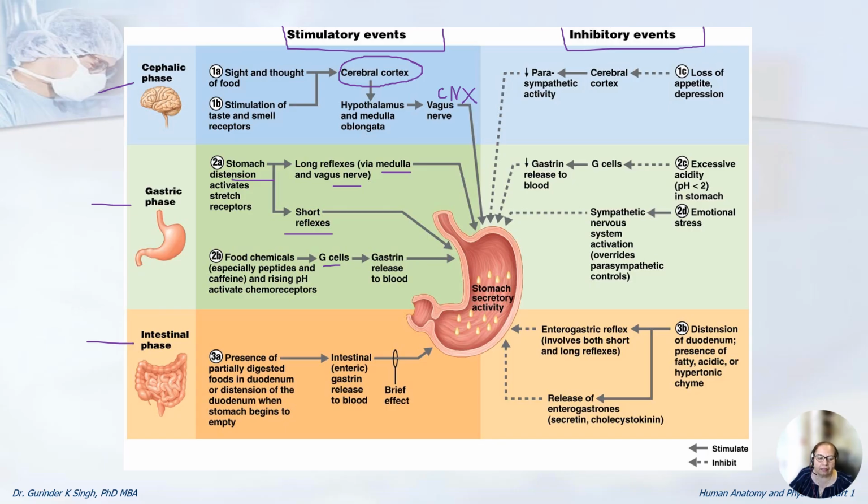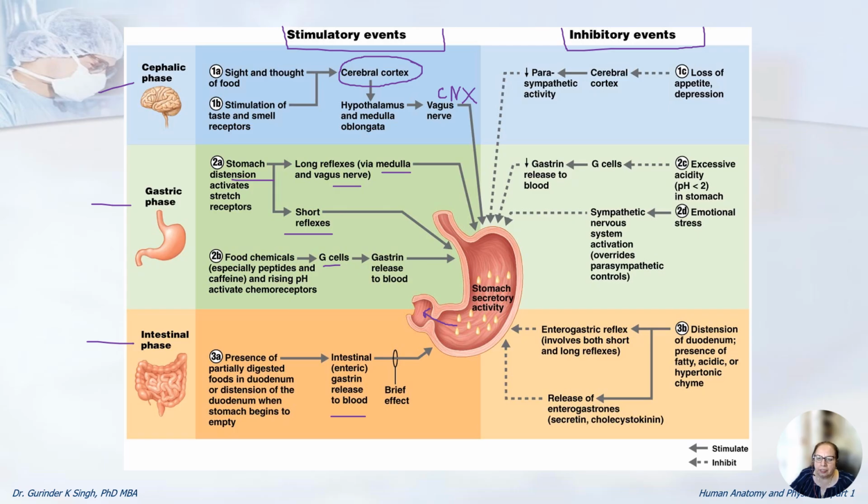In the intestinal phase, the food passes a little bit into the duodenum, and then the intestine. As the food is entering there, because they also have enteroendocrine cells, some of them will produce gastrin, and that gastrin is released into the blood, but this is a very brief effect. And the stomach is starting to empty. So these are the stimulatory events. The gastrin will be a little bit increased because the stomach is emptying a little bit right now.